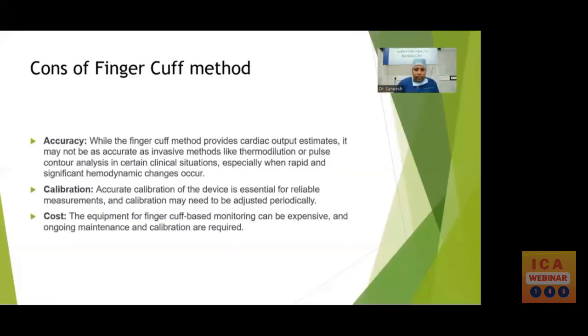Cons: accuracy of the finger cuff method. It may not be as accurate as thermodilution or pulse contour analysis, especially when rapid and significant hemodynamic changes occur. Accurate calibration of the device is essential for reliable measurement. And cost: the equipment for finger cuff based monitoring can be expensive, and ongoing maintenance and calibration is needed.